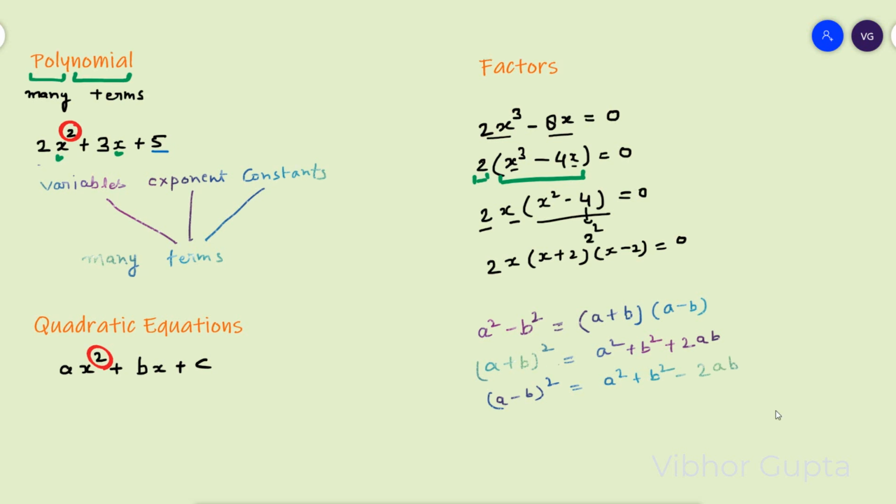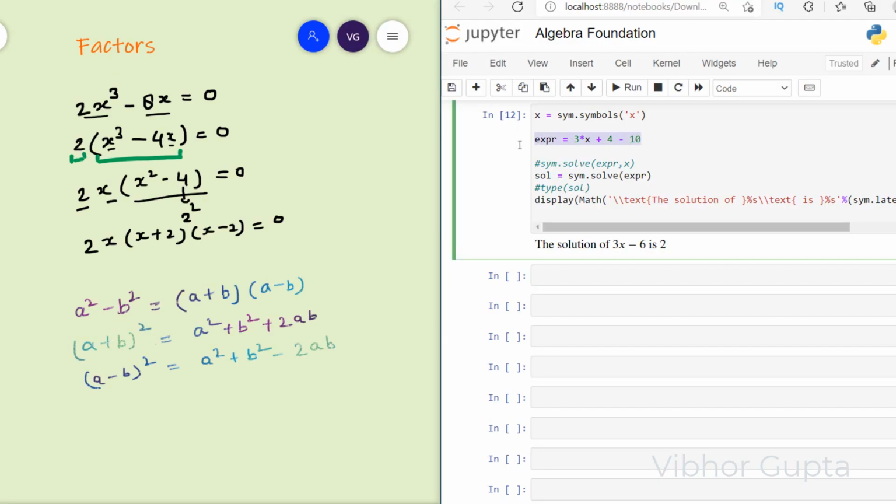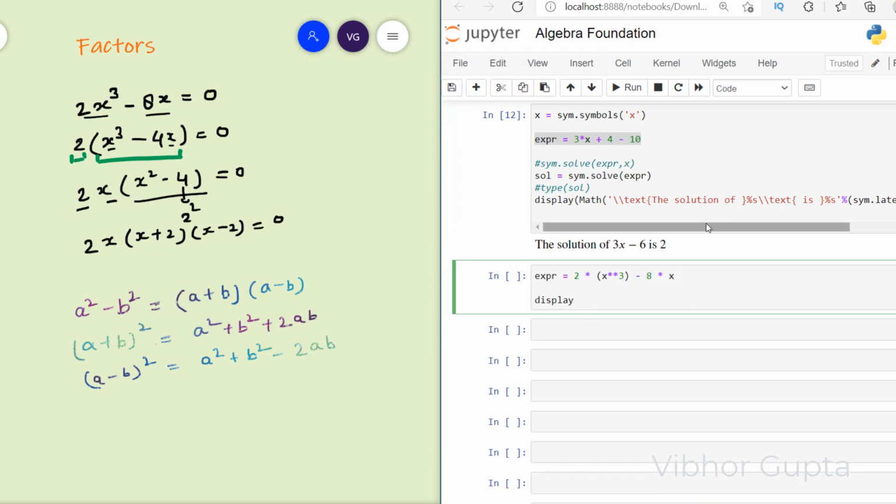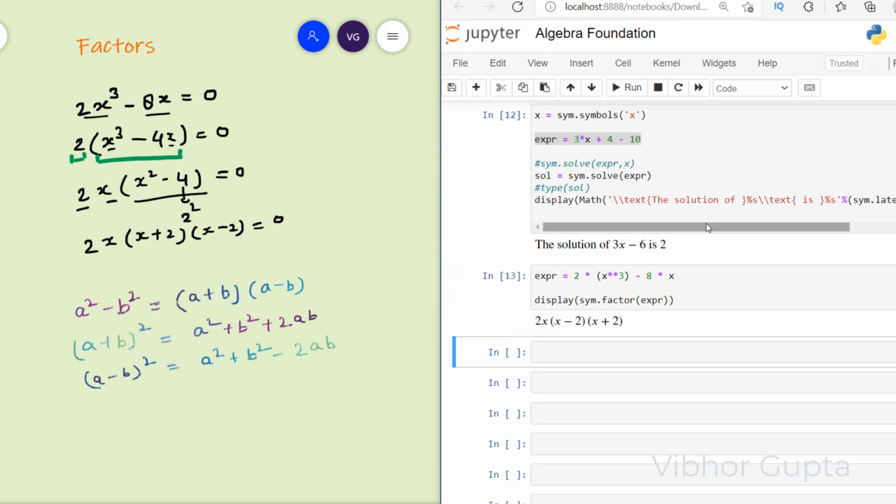Let's see how we can ask Python to calculate the factors for us for any equation. So okay, let's say this time my expression is 2 into x cube then minus 8 into x. So I'll say display, and now I'll use one function that is factor, and I'll pass the expression here. When I run it, you see that we got the expected output.